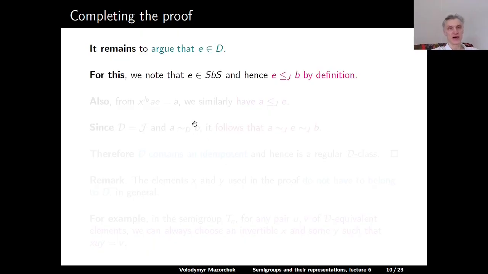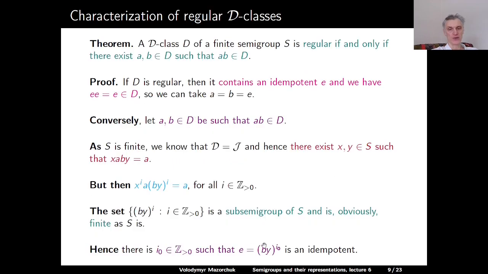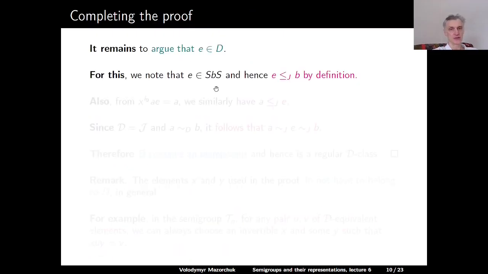For this we know that our E, by construction, belongs to the two-sided ideal generated by B. So our E is of the form y to some power, so B is inside this expression. So E belongs to the two-sided ideal generated by B, so E is J less than or equal to B. Also, we know that some expression where in the middle we have A, and then E on the right and then something on the left is equal to A. And this means that A belongs to the two-sided ideal generated by E.